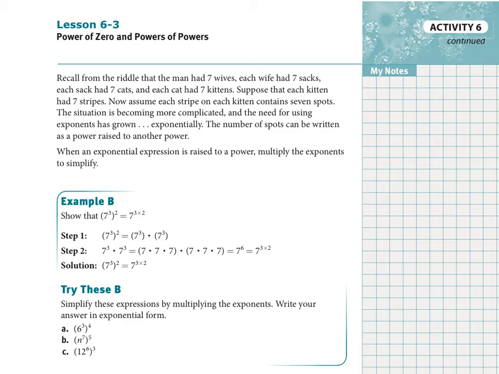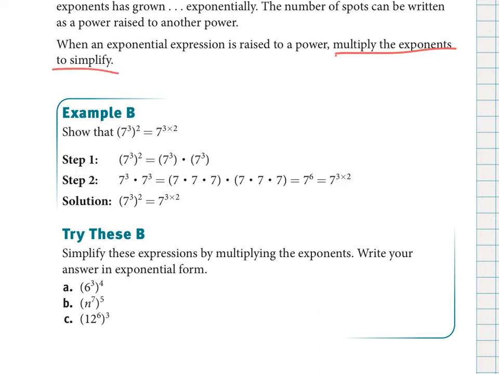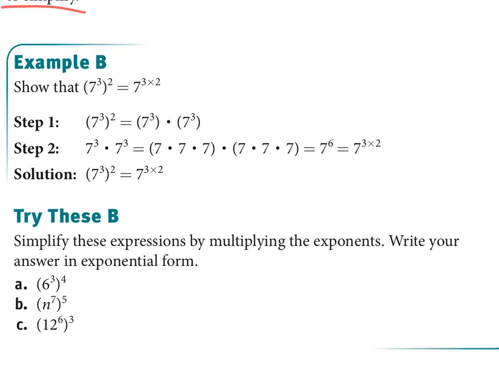For these examples, we'll just go to example B. When an exponential expression is raised to a power, you multiply the exponents to simplify. This one has similar numbers. 7 to the 3rd squared is going to end up equaling 7 to the 6th power. So let's walk through the try these B and make sure we're comfortable on those.